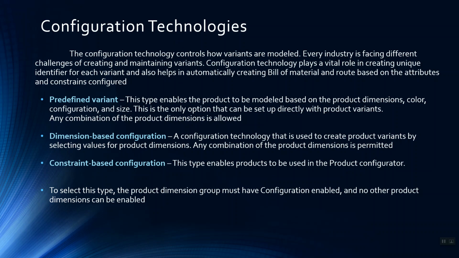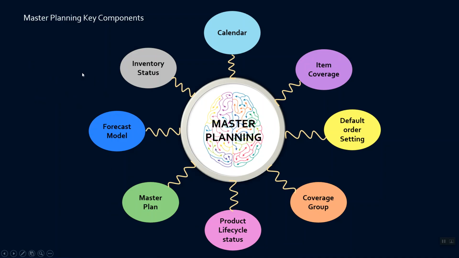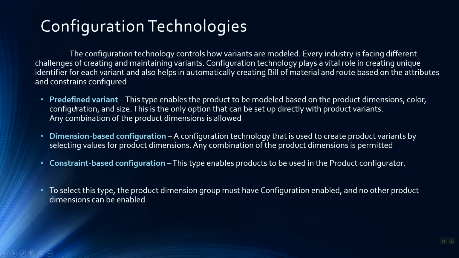These are some predefined variants which D365 supports out of the box, and you can define all the different variants. Based on those variants, the system will automatically generate variants and suggest what needs to be done, which product needs to be released. These predefined variants fall under predefined configuration technology.